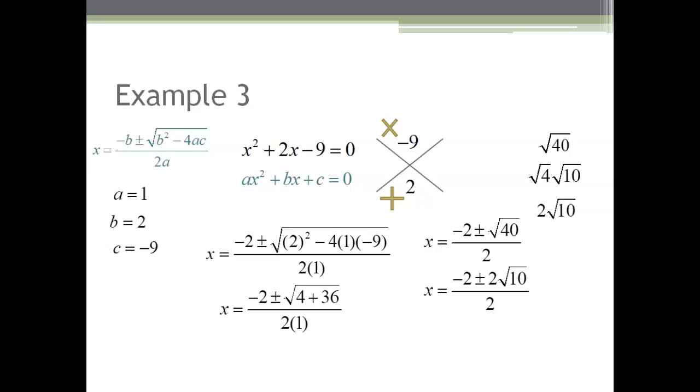Now there's actually one more thing we can do here, which is because both of these terms in the numerator have a 2 in them, and in the denominator we're dividing by 2, we can actually evenly divide both of those terms, and that will leave us with negative 1 plus or minus the square root of 10. And that's going to be our final answer.